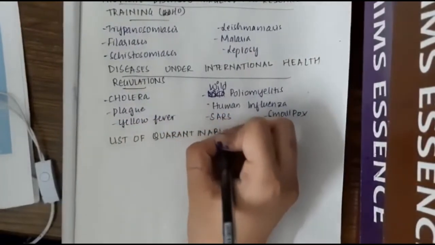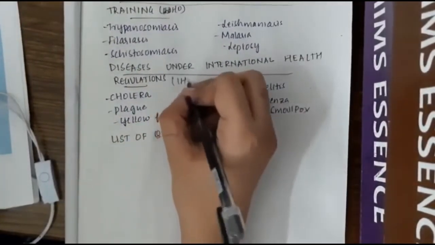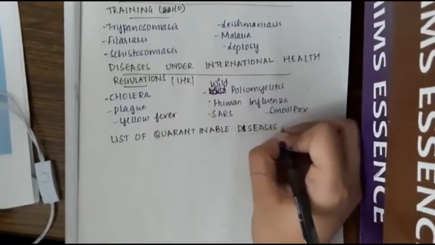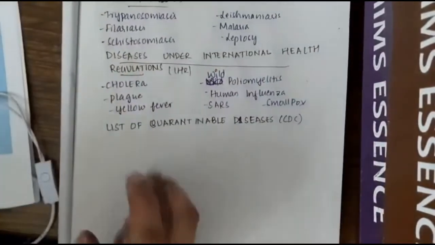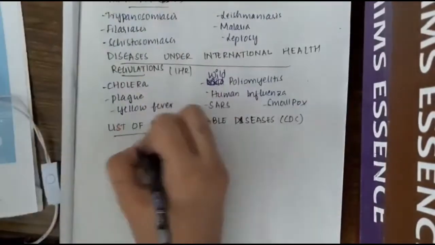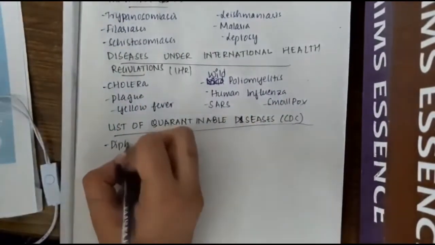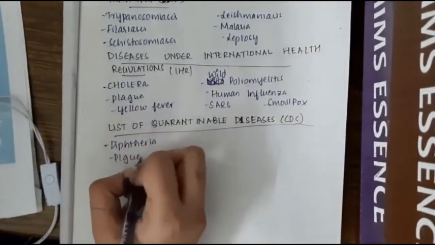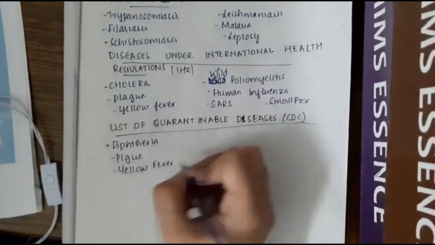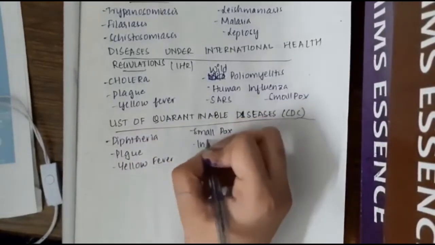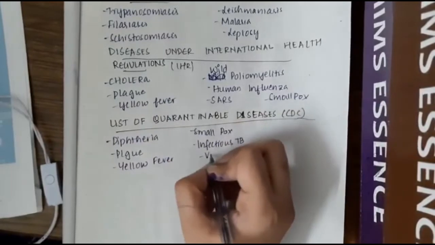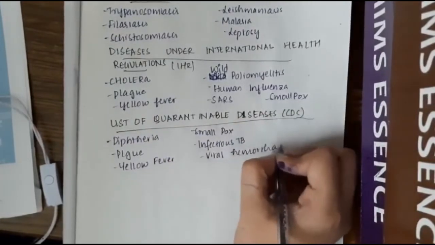In the list of quarantinable diseases according to the Centers for Disease Control, these include diphtheria, plague, yellow fever, smallpox, infectious tuberculosis and viral hemorrhagic fever.